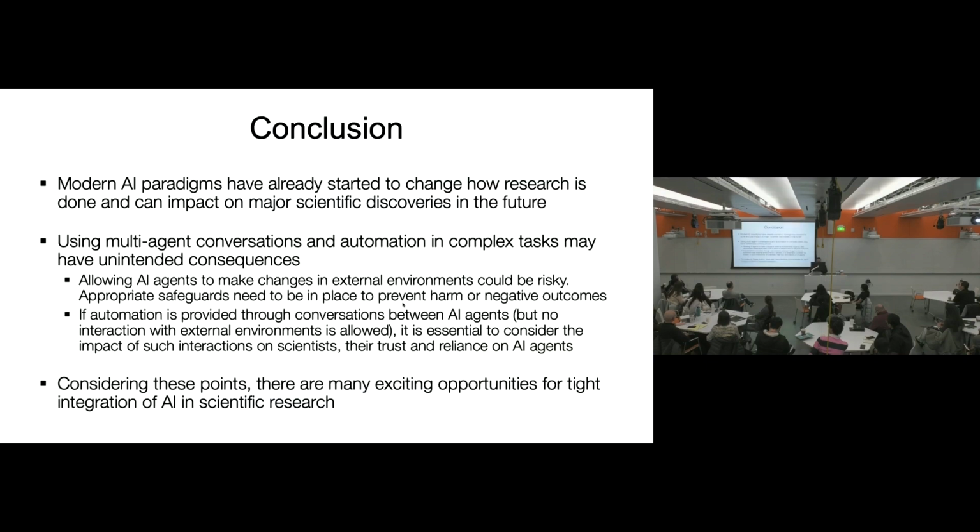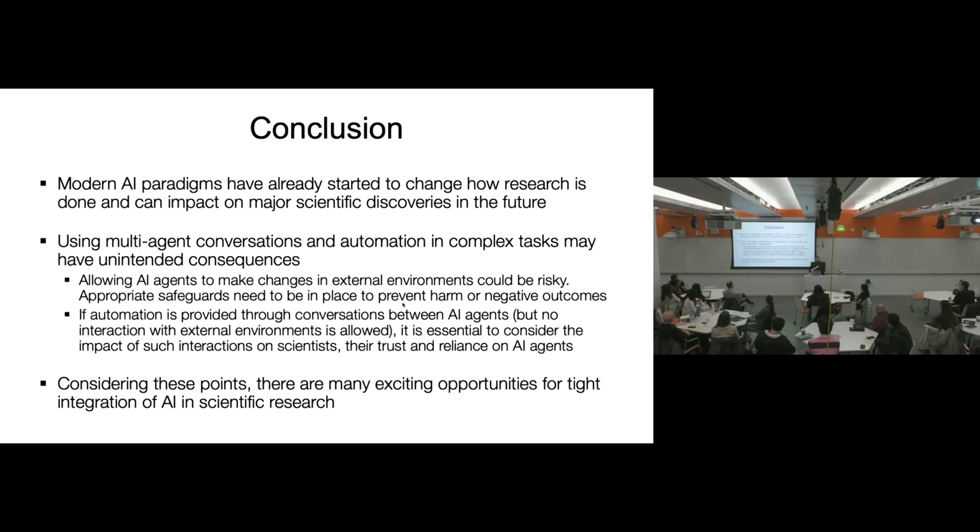So just to conclude, I would argue that modern AI paradigms have already started to change how research is done, and they can have an impact on major scientific discovery in the future. I'm very excited about this idea of building multi-agent conversations and multi-agent systems that can help initially with automating some of the more complex tasks and potentially doing much more. But there are many ethical and legal considerations that need to be taken into account.